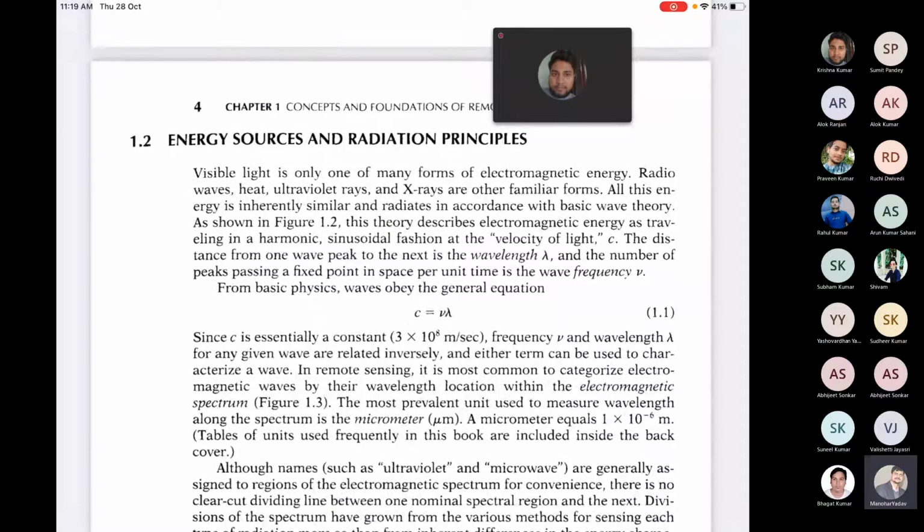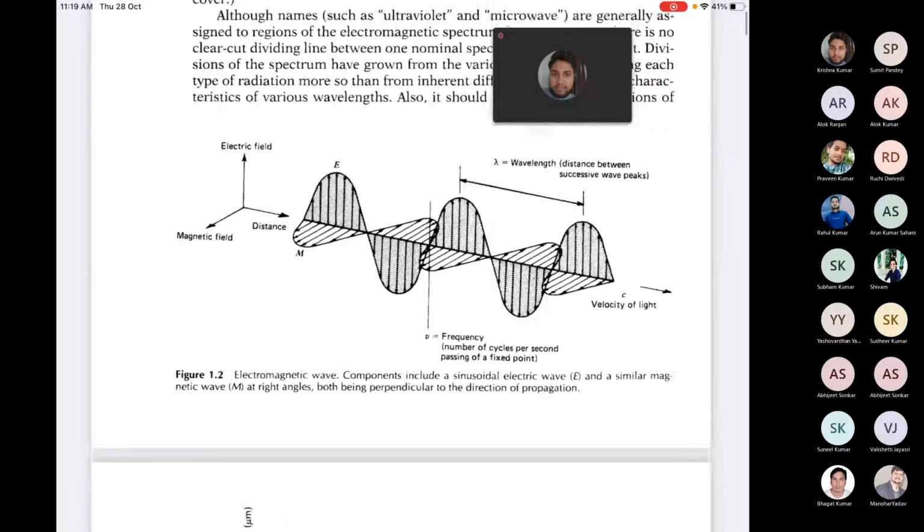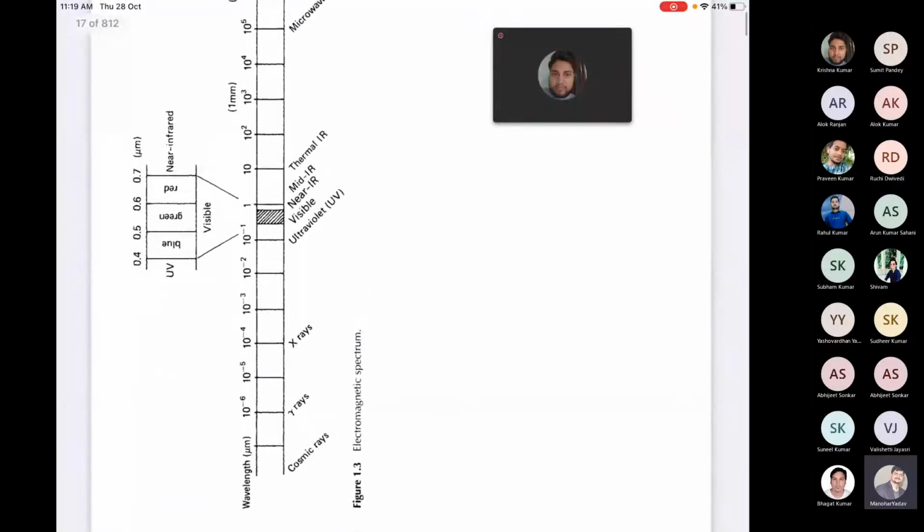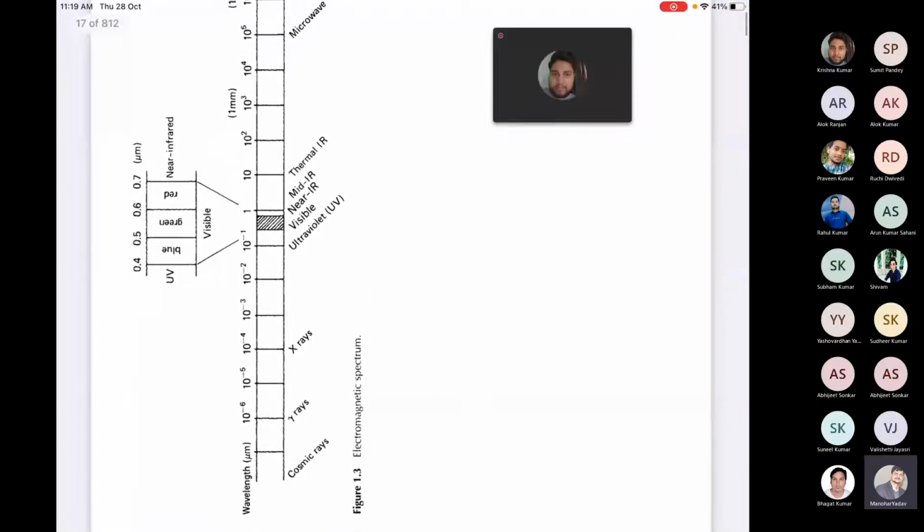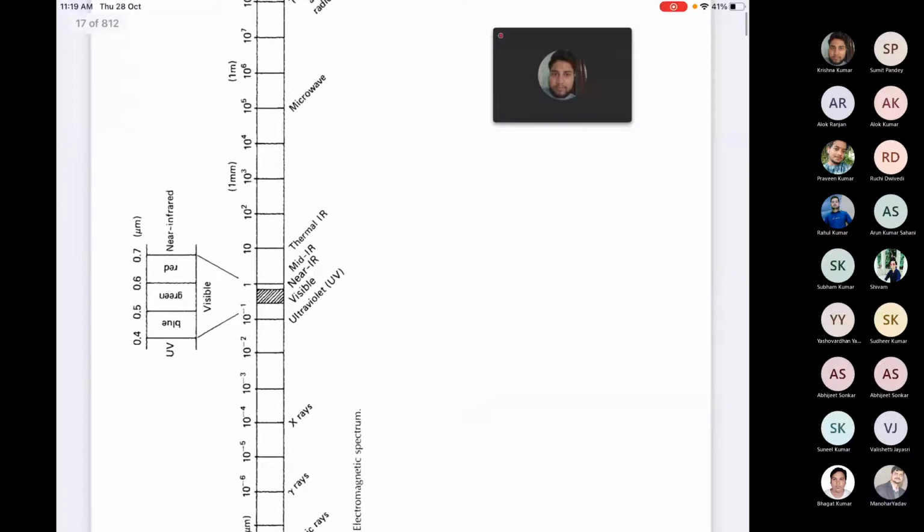Unit 1, section 1.2 talks about energy sources and radiation principles. And I suggested you read it. Remember the name of each spectral band along with its range. Let's say if I say this is the visible spectrum, then what is the wavelength range in which the visible spectrum lies? Similarly for NIR, mid-infrared, thermal infrared, and microwave.